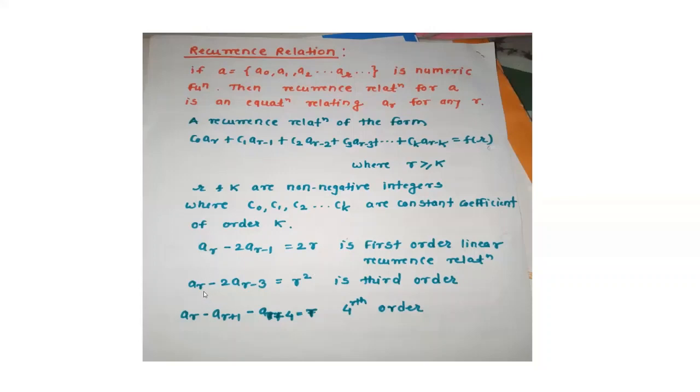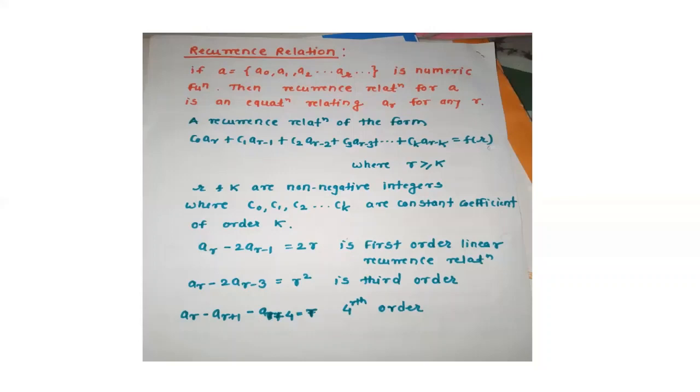So this is the first order linear recurrence relation. For the second, AR minus 2AR minus 3 is equal to R square. What is the highest value of K? Here R minus 3, so 3, right? The highest value of K is 3. So this is a third order linear recurrence relation. Again, next, AR minus AR plus 1 minus AR plus 4 is equal to 1. Here the highest value of K is 4, so this is a fourth order linear recurrence relation.